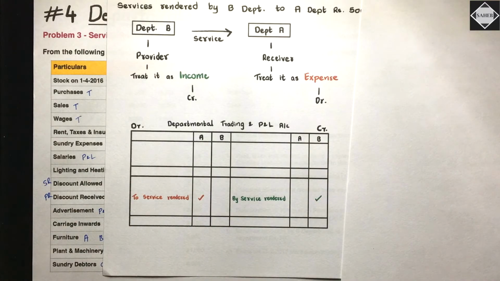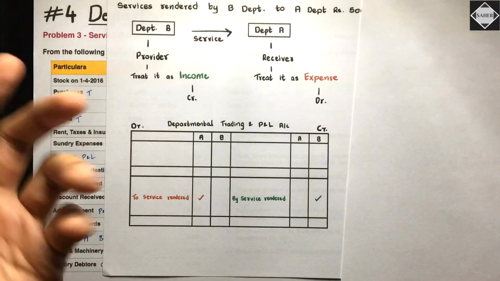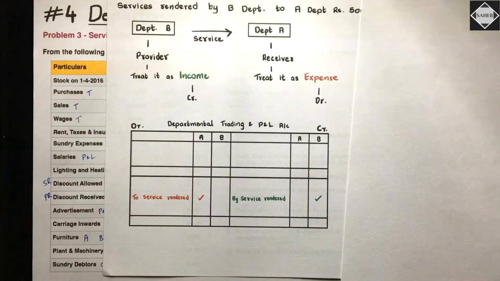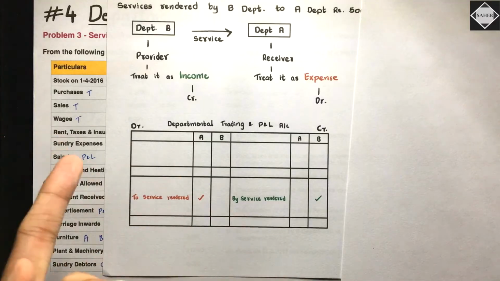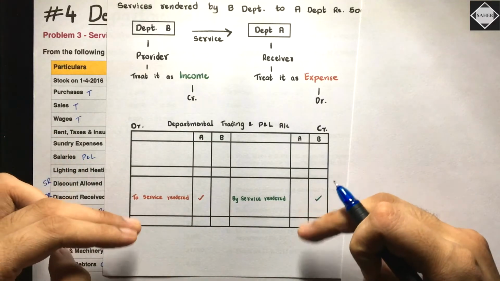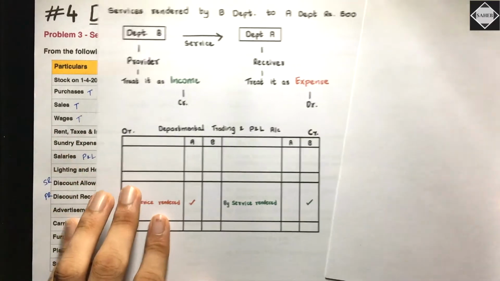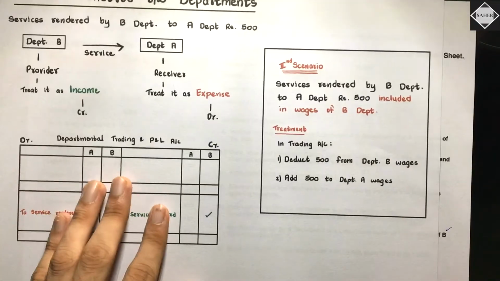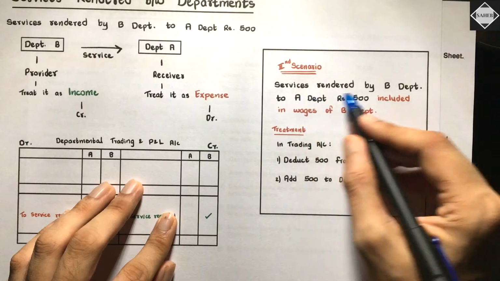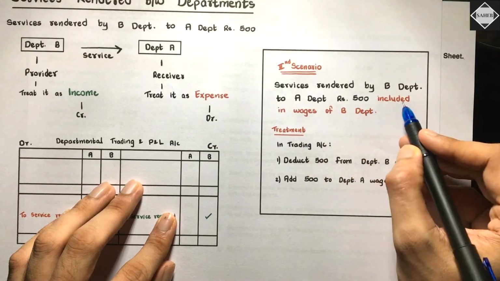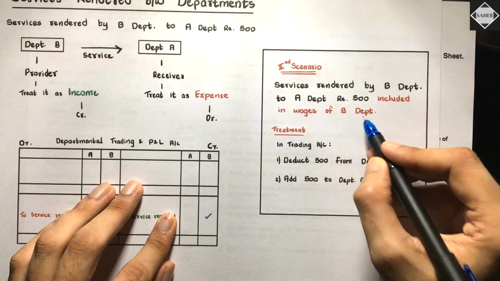Fine. But if they say in the question, like over here, that it is included in the wages, then the entire game changes. From P&L, the game changes to the trading account. See here, what happens is service rendered by B department to A department. This question only, this scenario: service rendered by B department to A department, rupees 500, included in wages of B department.